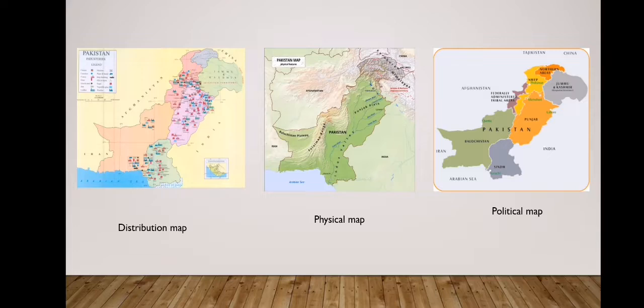The image to the right shows a political map. A political map shows man-made boundaries between countries, cities, states, and neighborhoods. For example, this political map shows you the boundaries of different provinces of Pakistan and neighbor countries and their boundaries with Pakistan.